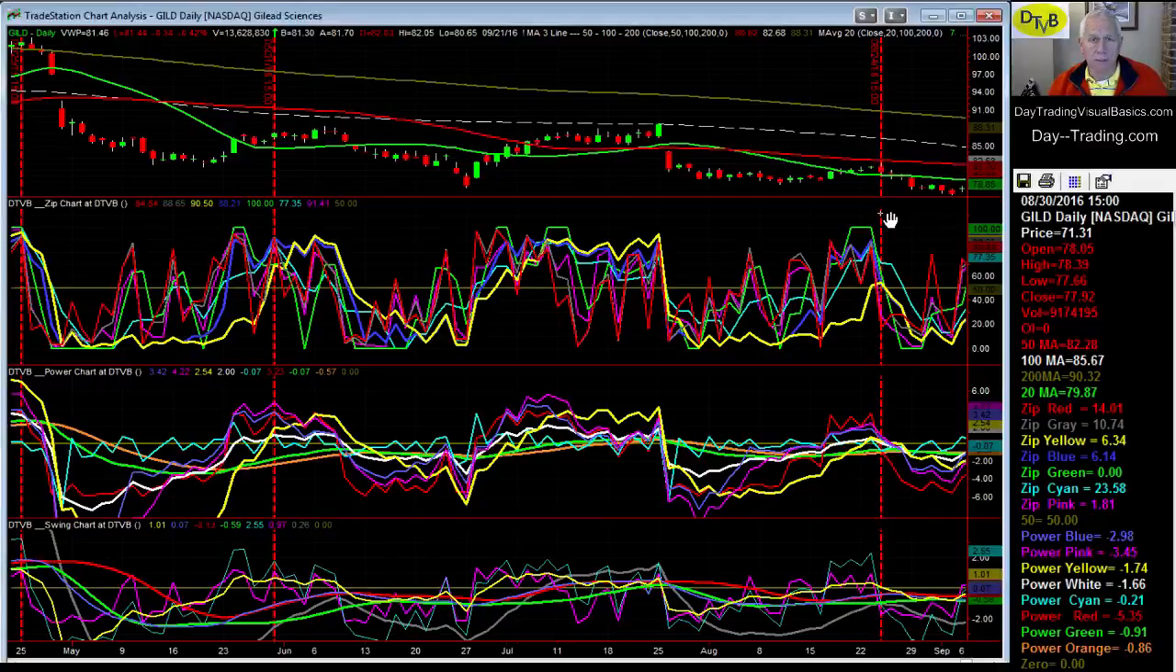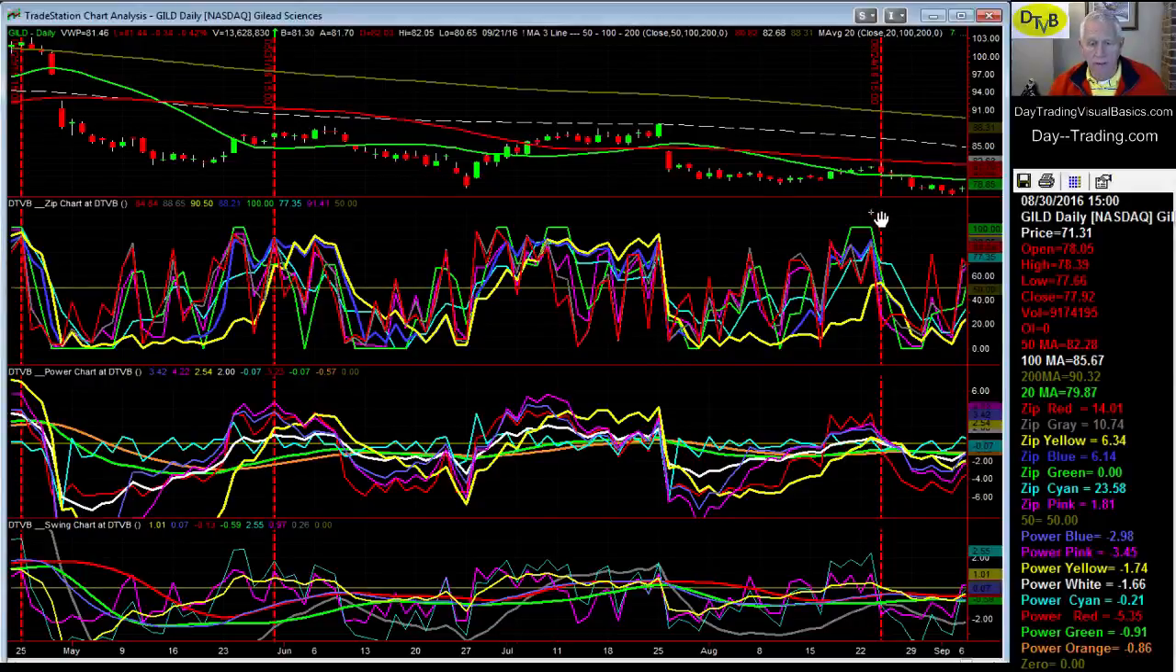The basic rule of the zip Cyan is when it's highest and going down, price drops. When zip Cyan is lowest and going up, the price climbs. Zip Cyan, as I mentioned, moves slower than zip green, and it takes more power, takes more buyers or sellers to move zip Cyan than it does zip green.